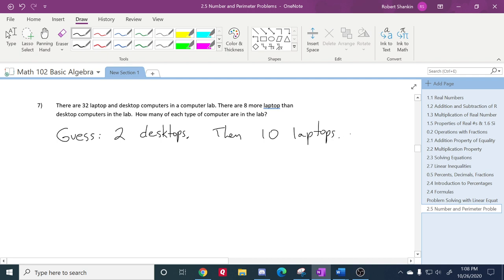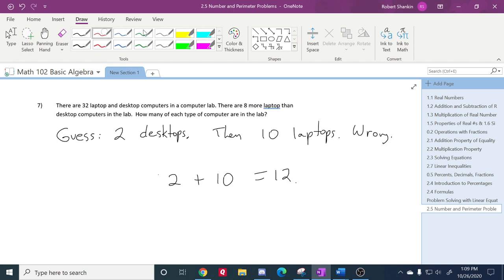Now, I know this is going to be wrong because I always pick a really ridiculously small number. All I'm going to do is add these 2 up. And it's supposed to be 32. So it's for sure wrong. But look at the process.